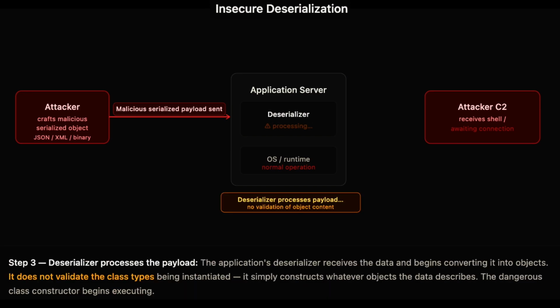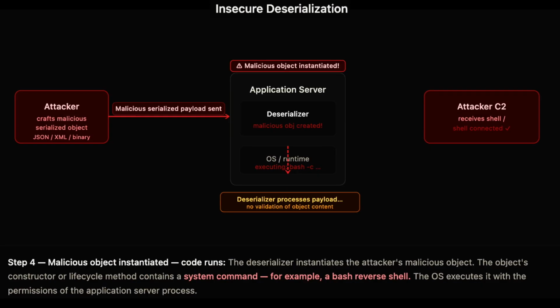The application's deserializer receives the data and begins converting it into objects. It does not validate the class types being instantiated. It simply constructs whatever objects the data describes and the dangerous class constructor begins executing. The object's constructor or lifecycle method contains a system command, for example, a bash reverse shell. The OS executes it with the permissions of the application server process.